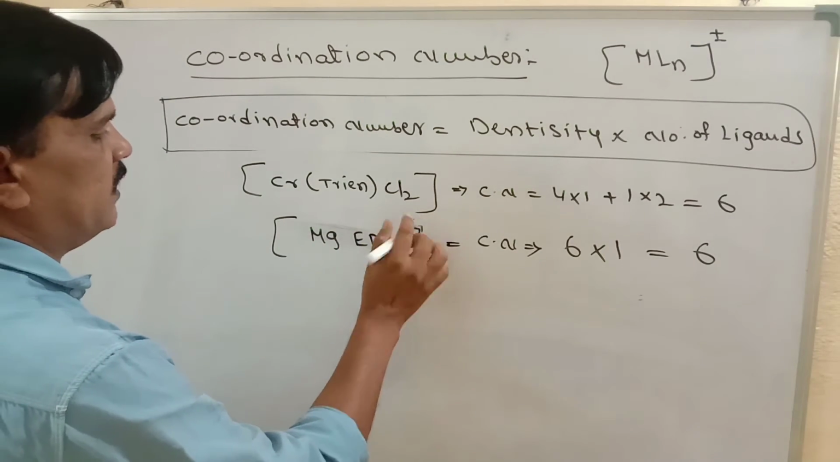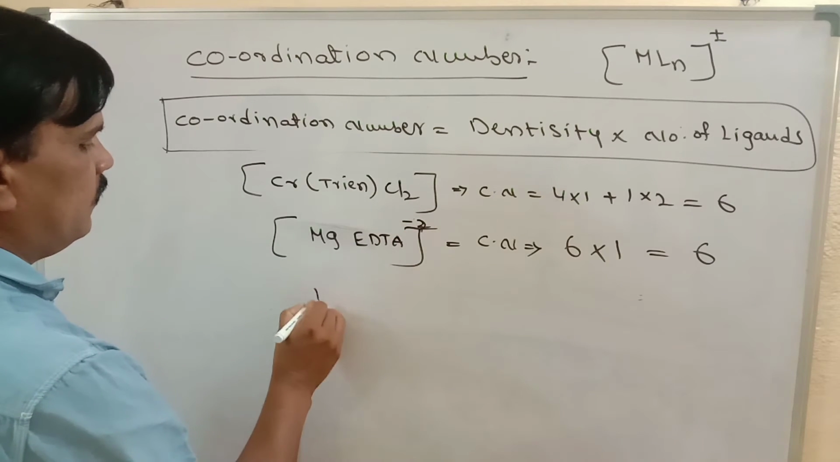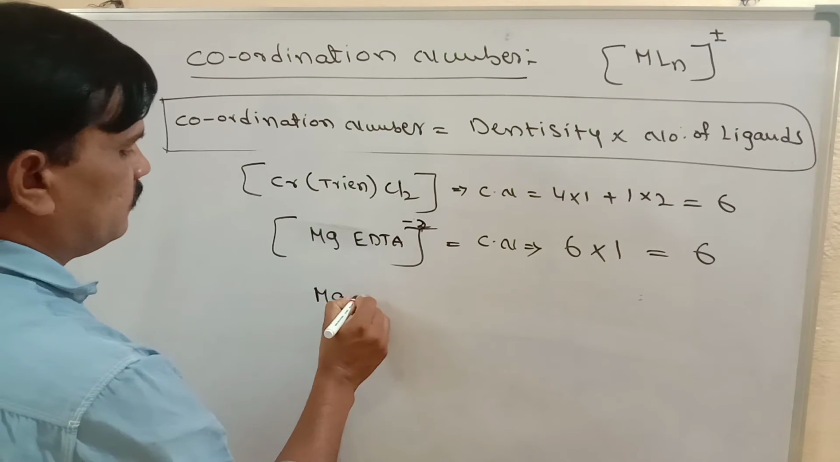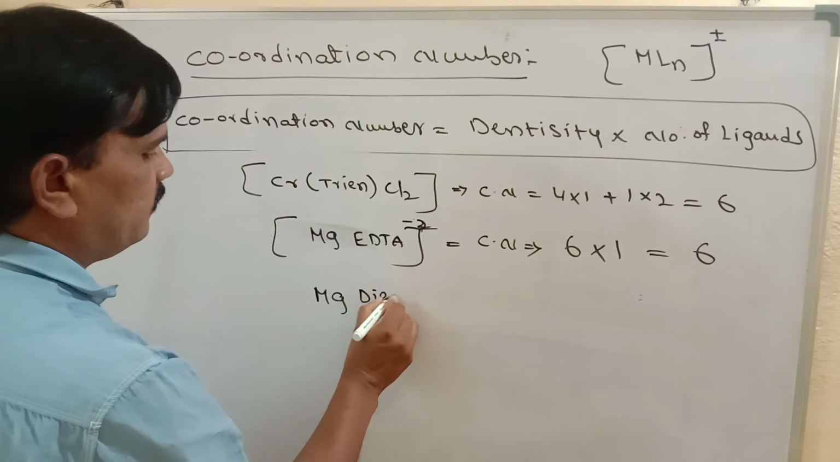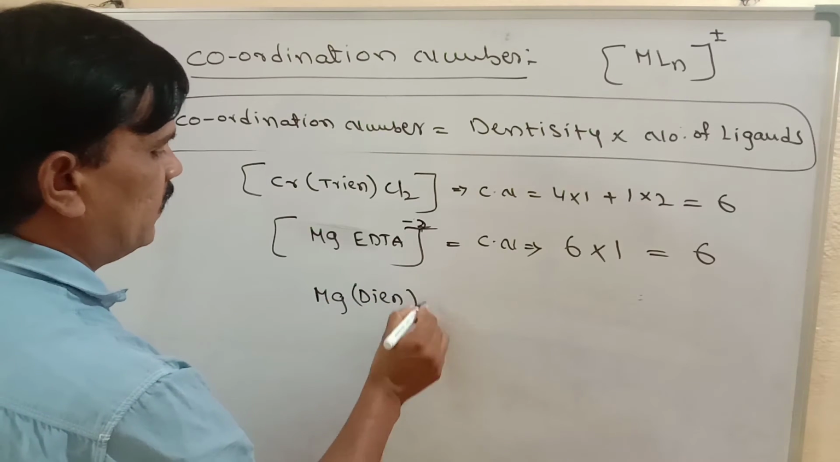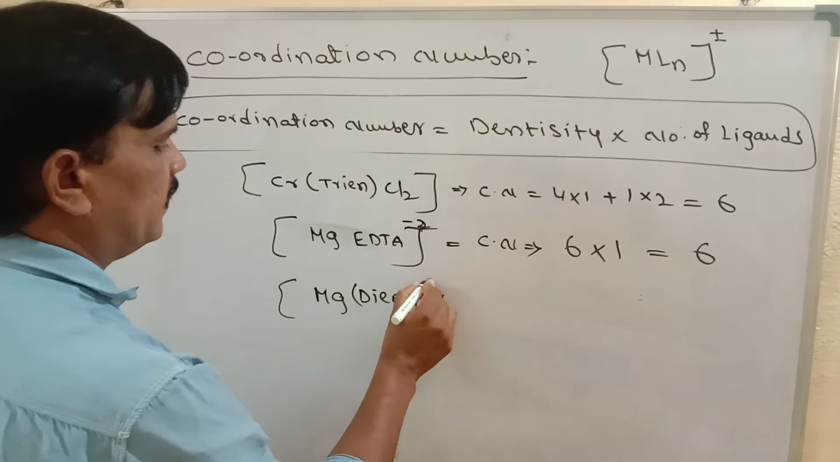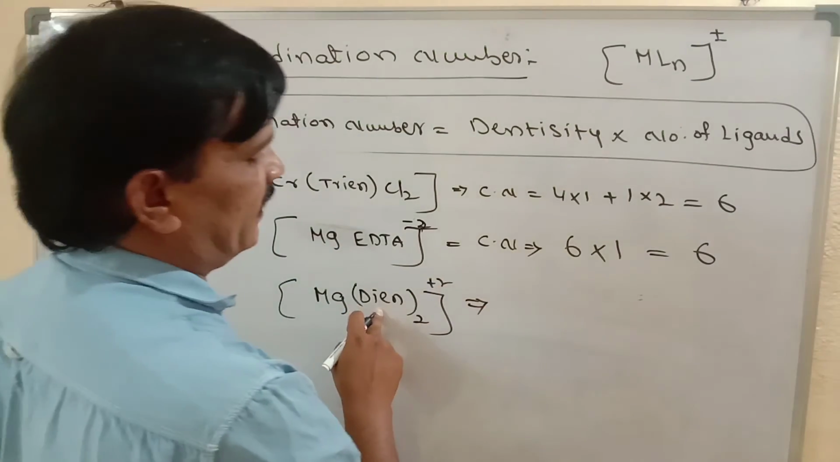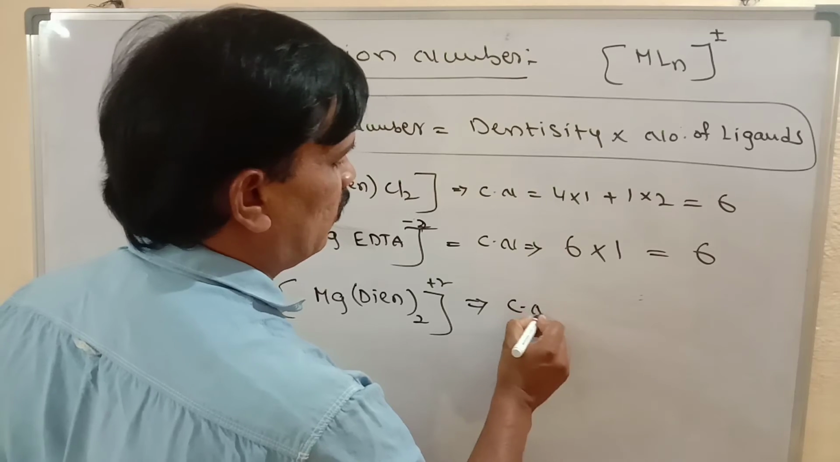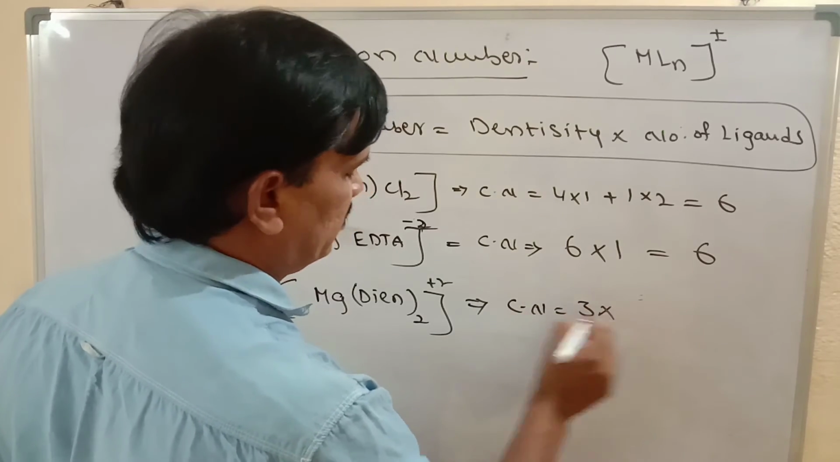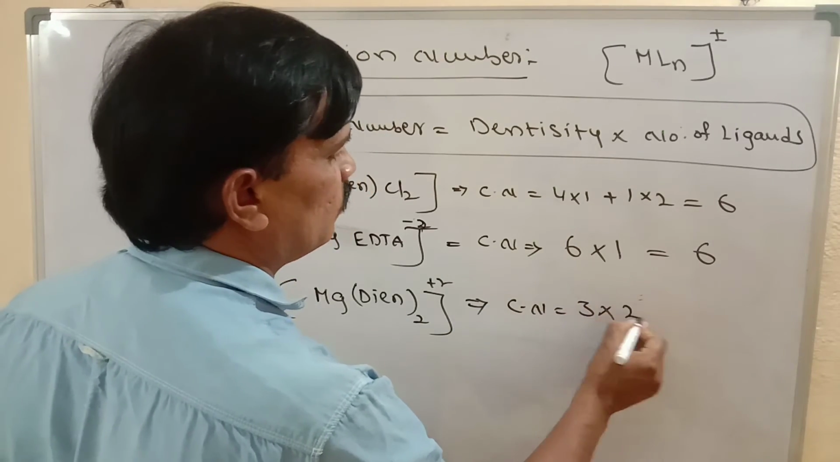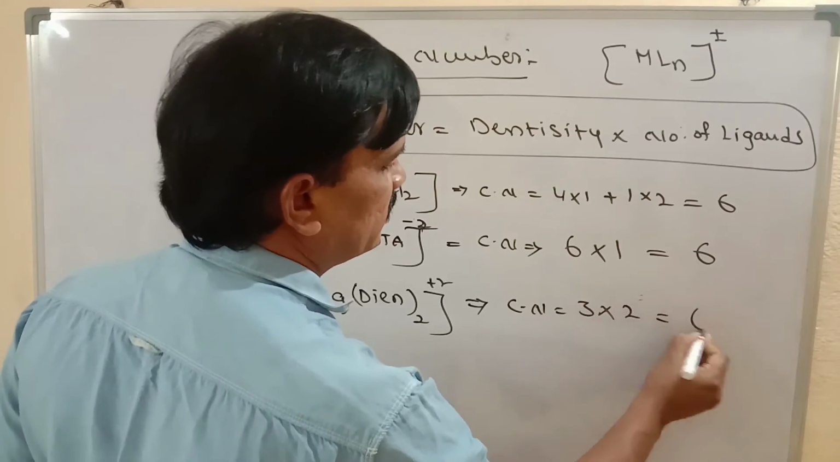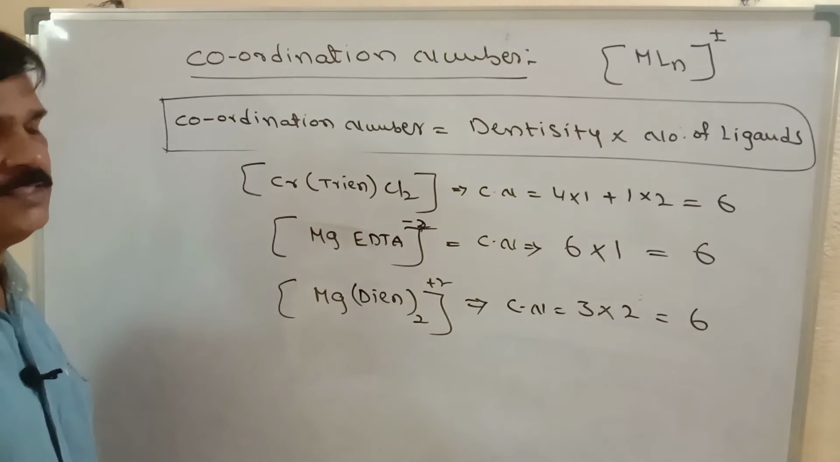Mg dien taken twice, plus 2, for example. Dien is a tridentate ligand. Tridentate means how many denticities are there? 3 denticities. How many diens are there? 2. So 3 into 2 is 6. Its coordination number is 6.